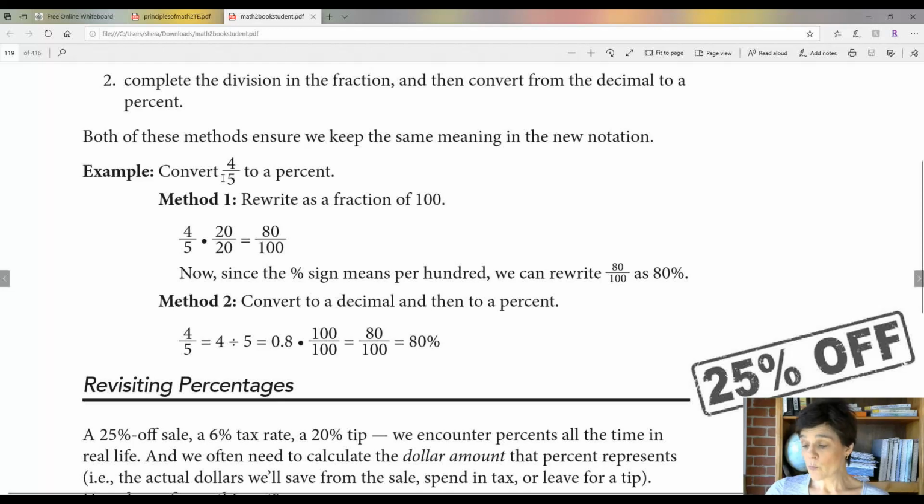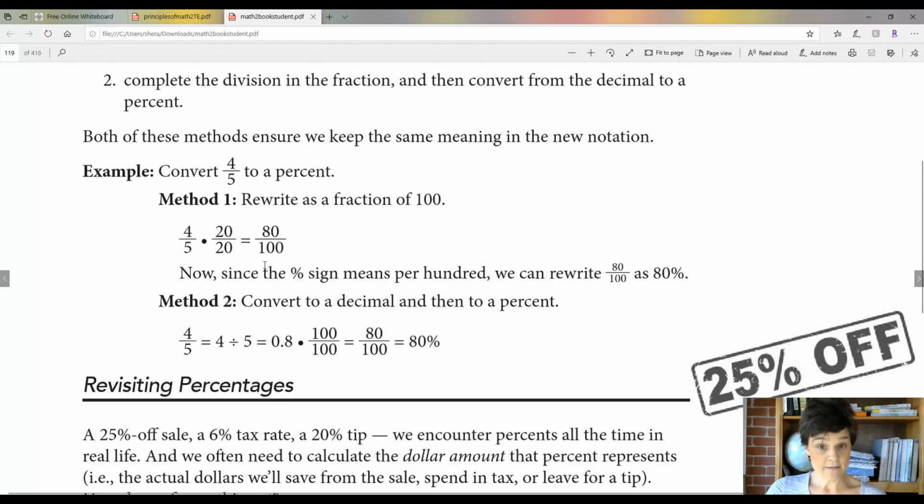Okay, now we've been studying where there was 100 on the bottom, but here there's a 5 on the bottom. There are 2 different ways that you can do this. One way is you can change this number to 100. The only way to do that is to multiply it by 20. Well, remember, whatever you do on the bottom, you've got to do on top. So you would get 80 over 100, which is the same as 80%.